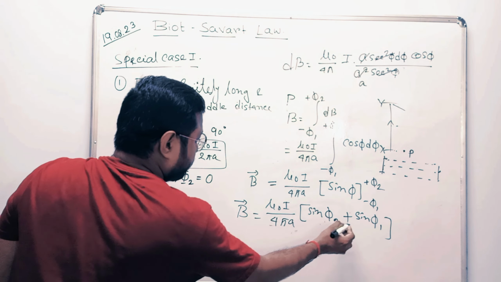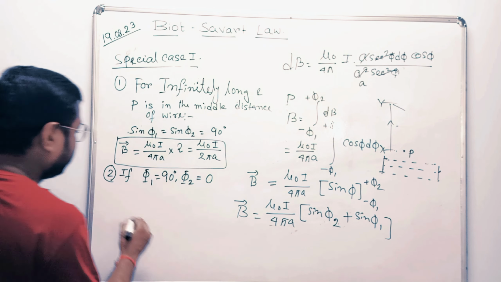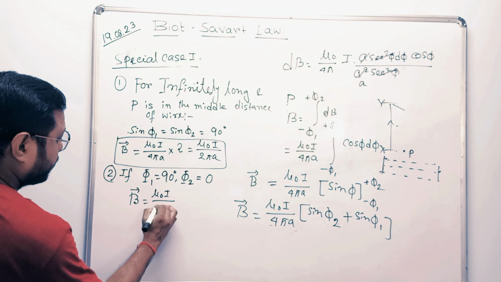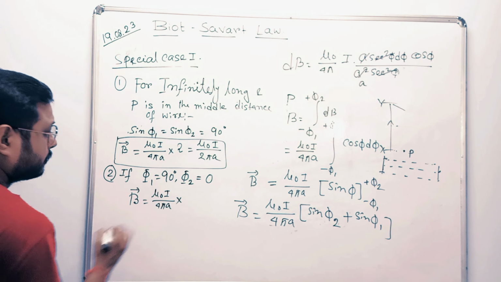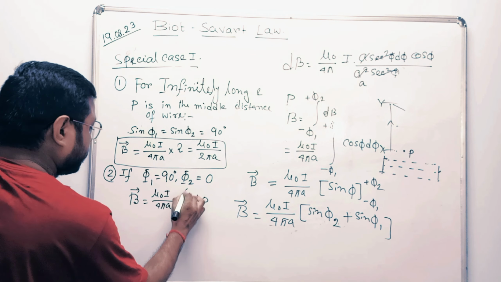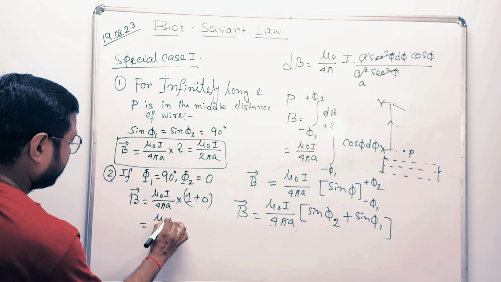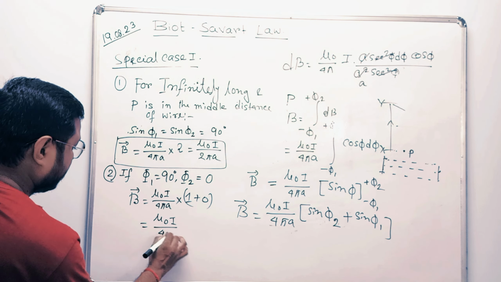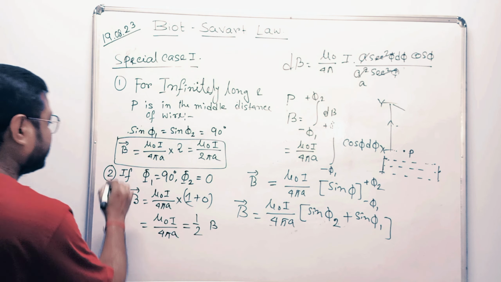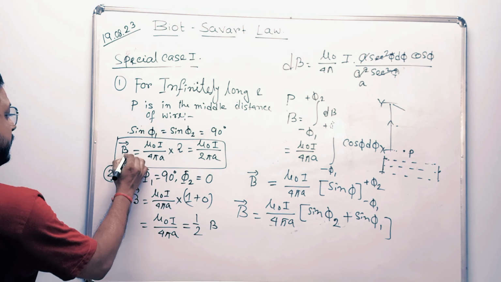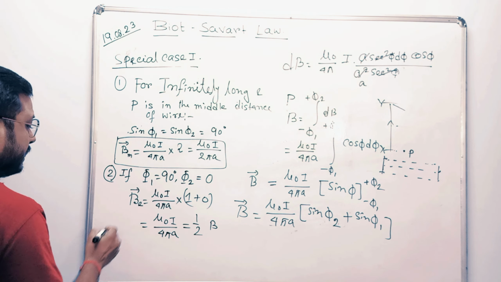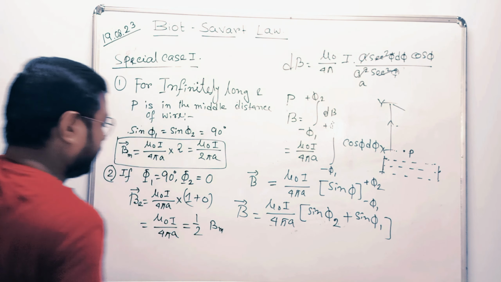So in this case, if we put phi 2 equal to 0 and phi 1 equal to 90 degrees, then we can find B equal to mu naught I by 4 pi a into sin 90, that is 1, plus 0, that is mu naught I by 4 pi a, which is just half of the previous value. If we say this is B midpoint, that is BM, and this is B endpoint, BE, then BE equals half of BM. Okay?